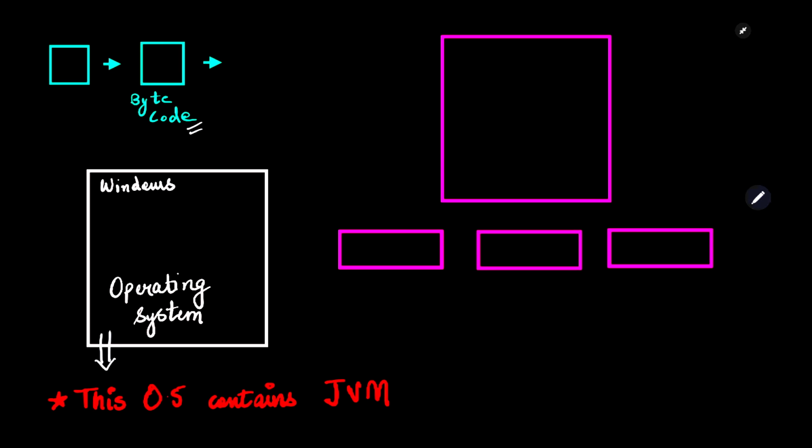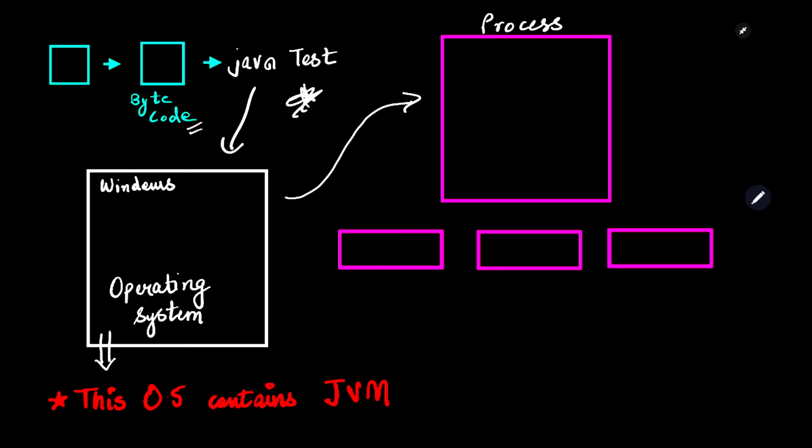Now you take that bytecode and run it using java test. This is where the magic happens. When you do this, this command asks your operating system to start a brand new process. Think of a process as a program's own personal isolated environment. It gets its own memory, system resources, and a private space to run.